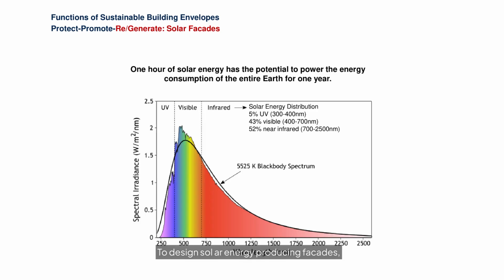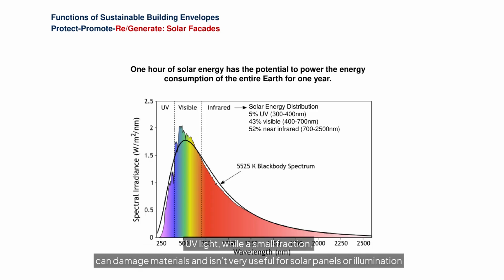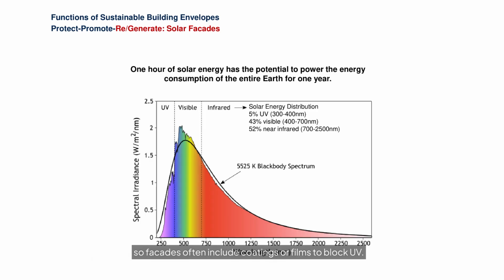To design solar energy producing facades, we first need to understand the nature of sunlight as an energy source. The sun's energy reaching Earth consists of about 5% ultraviolet, 43% visible light, and 52% near-infrared. UV light, while a small fraction, can damage materials and isn't very useful for solar panels or illumination, so facades often include coatings or films to block UV.